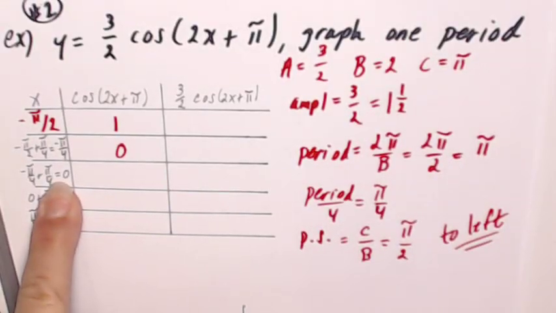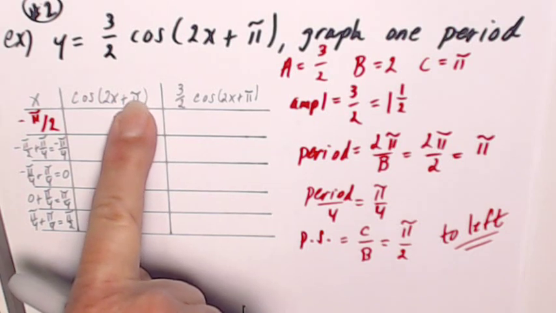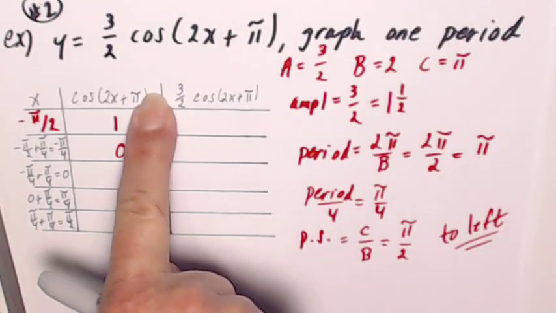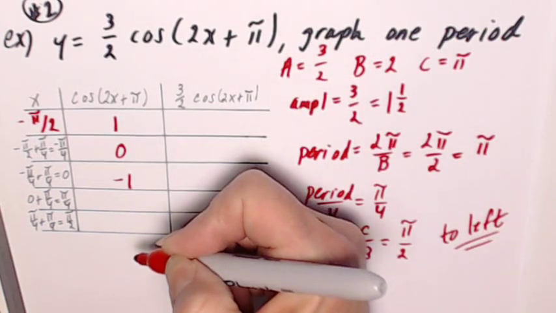For our value of x, this is going to represent the cosine of pi. And this one we could do fairly easily by substitution. If we put 0 in for the x, 2 times 0 is 0, and then 0 plus pi is pi. So you can see we are really looking at the cosine of pi, which is negative 1. And then the pattern would continue.